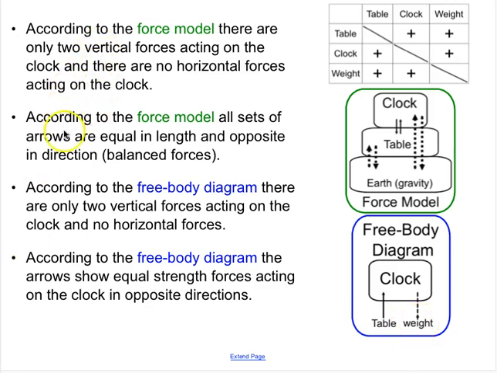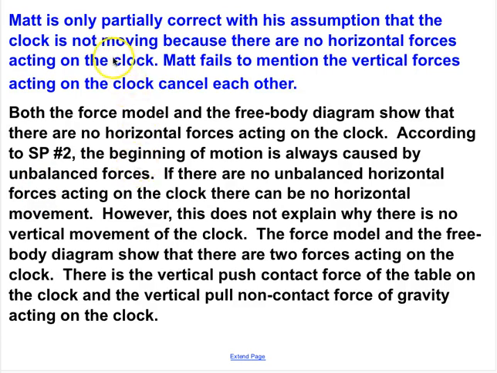So what we have to do is talk about these pieces of evidence in our reasoning, and we have to mention them. So here was my claim. Matt is only partially correct with his assumption that the clock is not moving because there are no horizontal forces acting on the clock. Matt fails to mention the vertical forces acting on the clock, and that they cancel each other out.